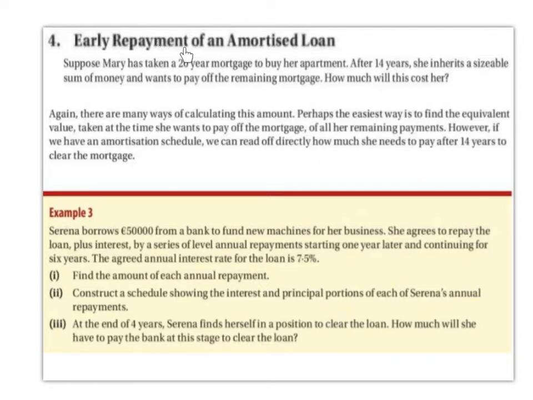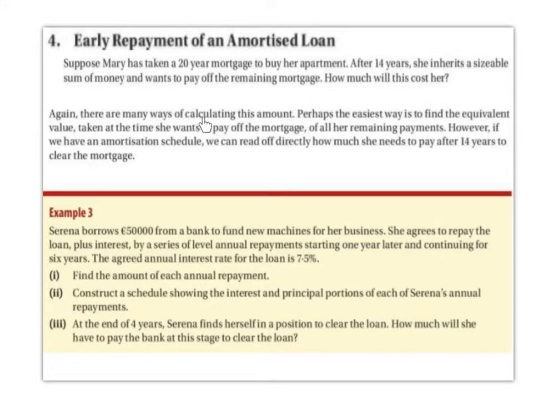Early repayment of an amortized loan. Suppose Mary has taken a 20-year mortgage to buy her apartment. After 14 years, she inherits a sizable sum of money and wants to pay off the remaining mortgage. How much will this cost her?